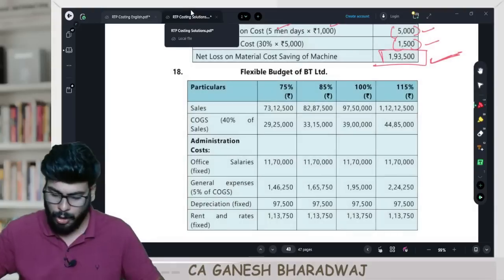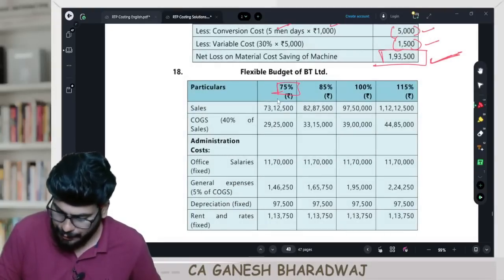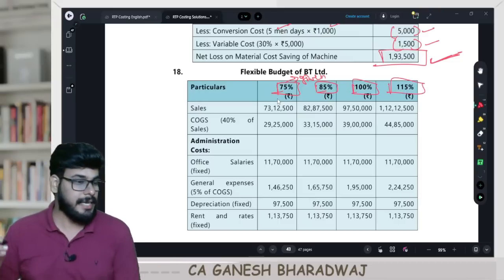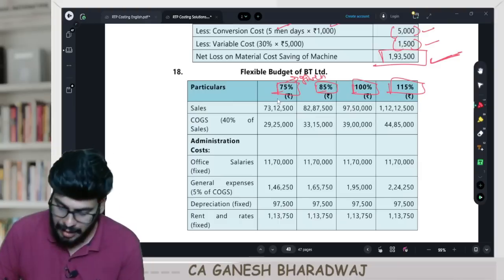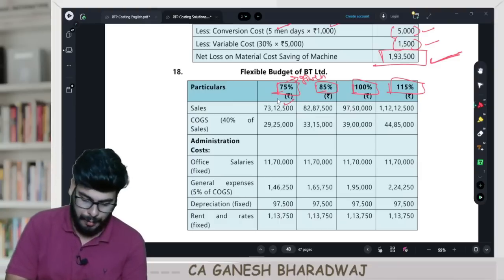Let me just quickly walk you through the solution. So for 4 activity levels, out of this, the first one is given. The other 3 are the ones asked in the question. Sales is currently given as 73,12,500. So for 85% capacity level, how much is that going to be?